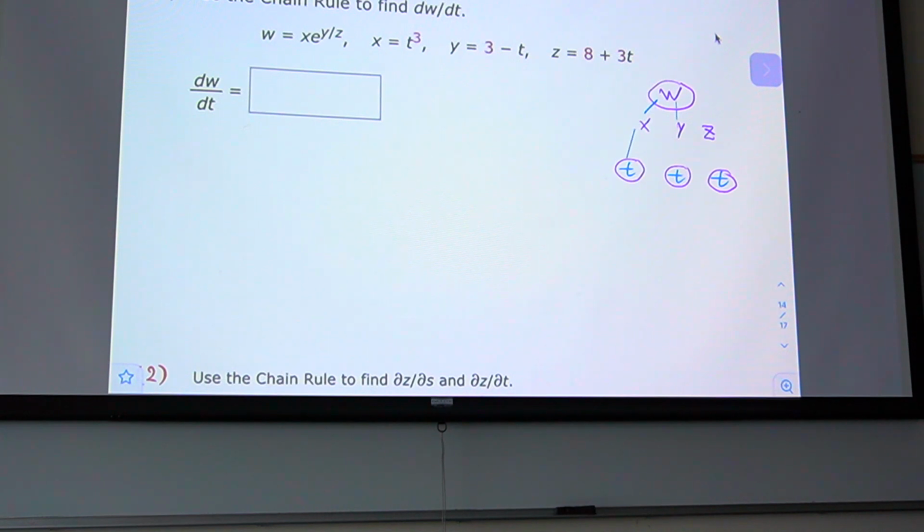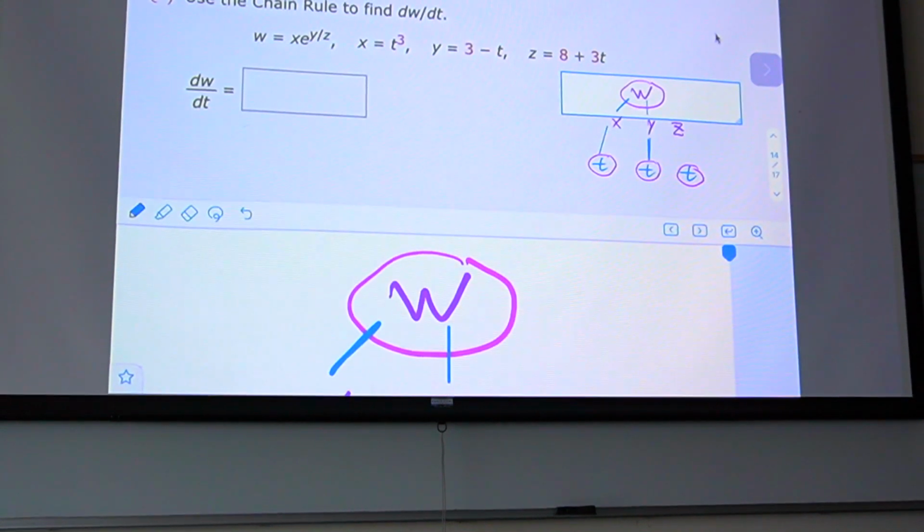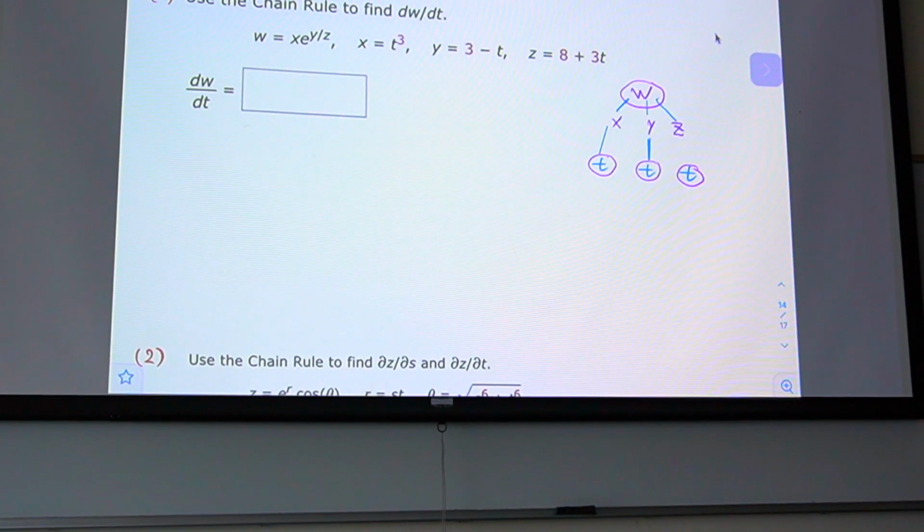Partial w partial y times what? dy/dt. And then plus partial w partial z, times dz/dt, right? Okay, very good. Once you get this formula down, then you know how to do it. The rest here is just taking partial derivatives.